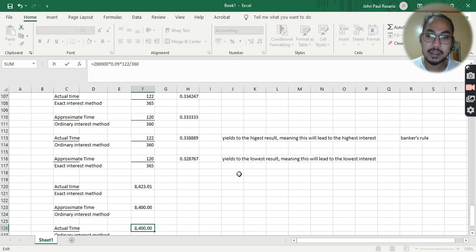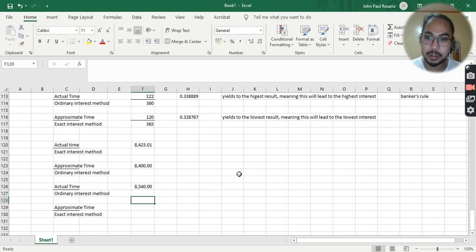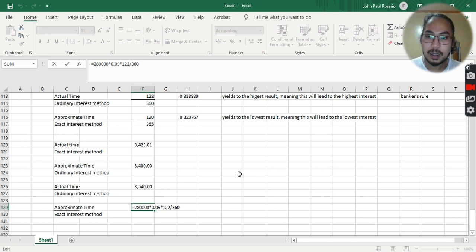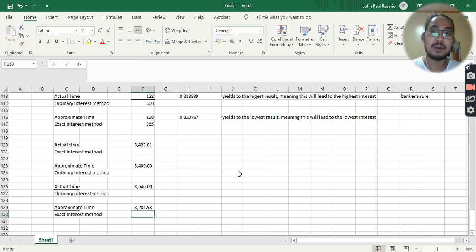Ordinary interest is 360 days, so that's 8,540. And then lastly, approximate time, so 120, with exact interest at 365. So 8,284.93. So this will corroborate our claim here that the actual time over ordinary interest method will give you the highest interest possible.